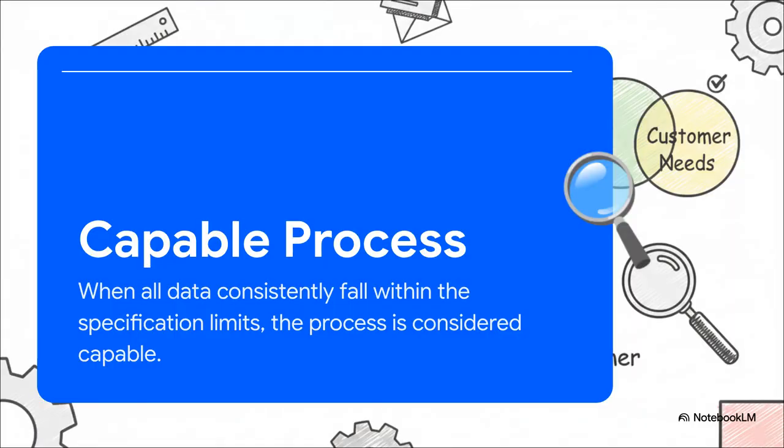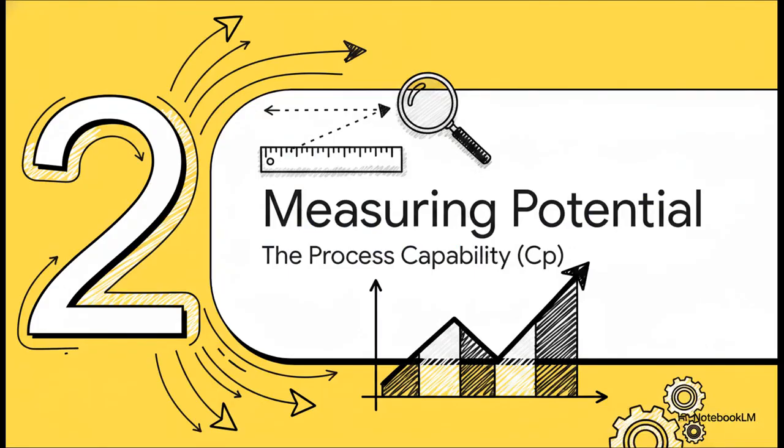So when you see that, when a predictable process lives entirely inside the customer's specs, we get to use a special word. We call that process capable. And that's a huge deal. It means, hey, as long as we don't mess with anything, this process is just going to keep churning out good parts that meet the requirements. But capable is a great word, but it's not a number, and we really need numbers to manage things properly.